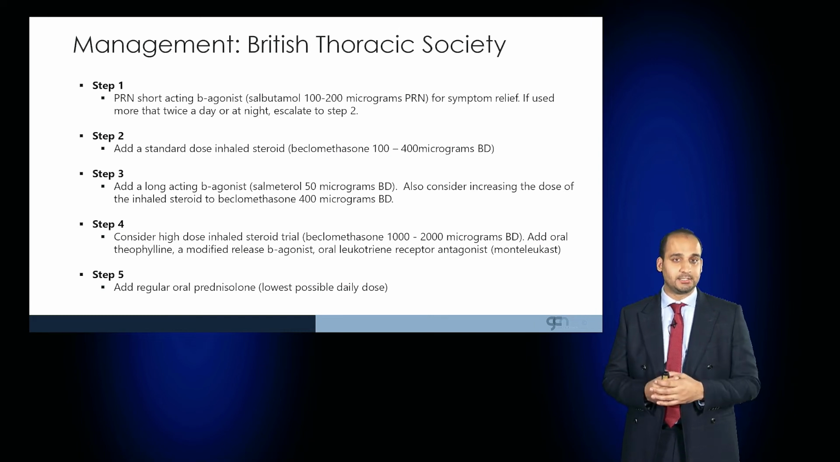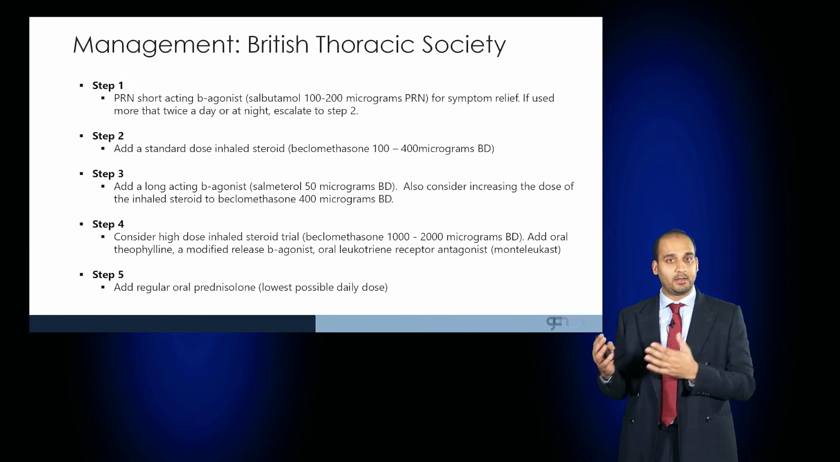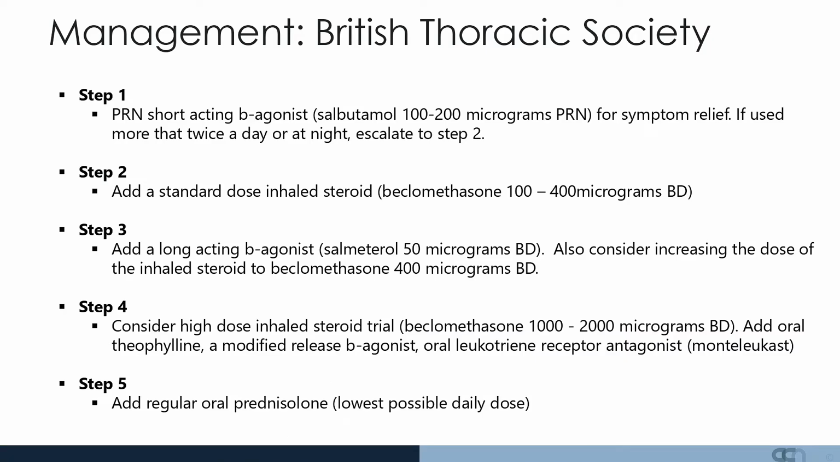In the first instance, a short-acting PRN, when required, beta agonist such as salbutamol can be used for symptom relief. If this is used more than twice a day or at night, the patient should be escalated to step 2. A standard dose inhaled steroid such as beclomethasone should be added. If despite this symptoms persist, then instead of a short-acting beta agonist, a long-acting beta agonist such as salmeterol should be used, and the inhaled steroid dose should be increased.